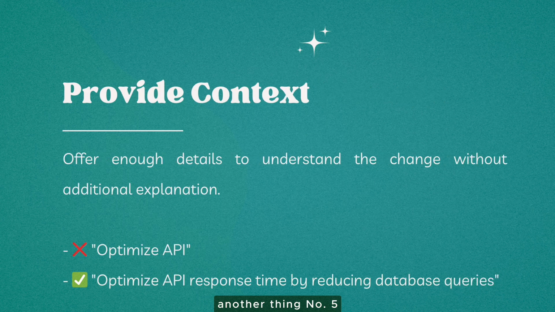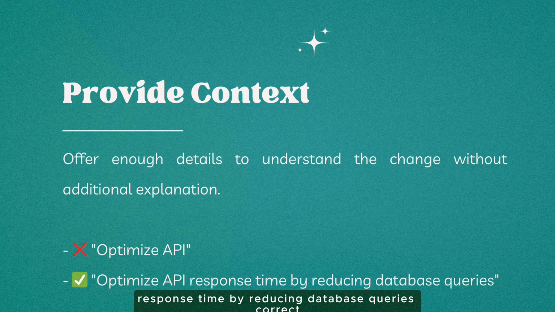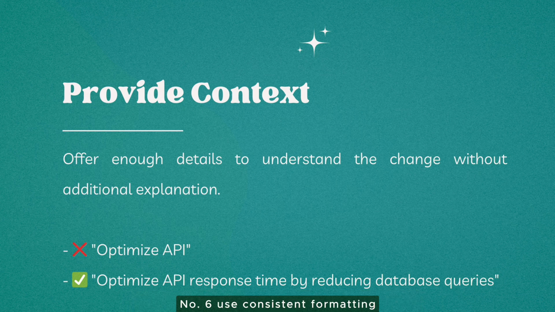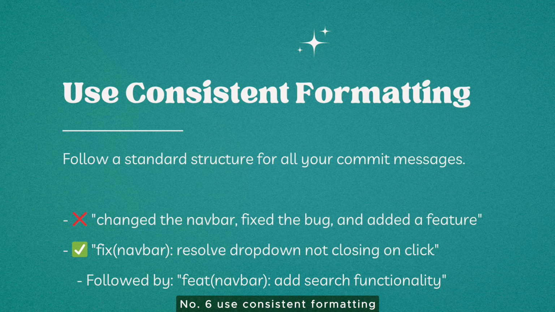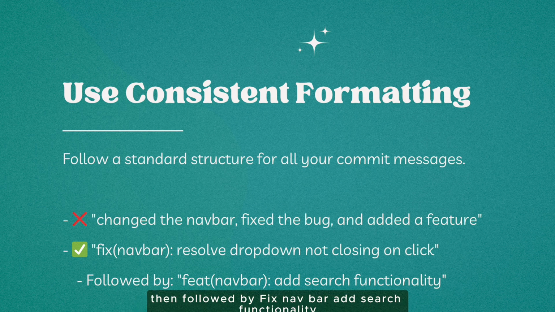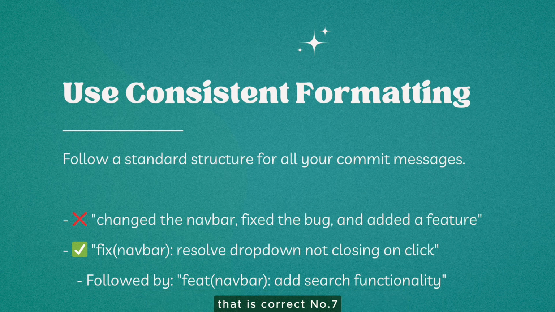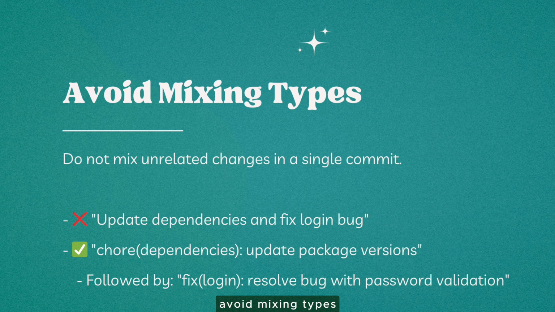Another thing, number five, provide context. Offer enough detail to understand the change without additional explanation. Optimize API, wrong. Optimize API response time by reducing database queries, correct. Number six, use consistent formatting. This commit message is wrong. This one, fix navbar, resolve dropdown not closing, followed by fix navbar, add search functionality, that is correct. Number seven, avoid mixing types.